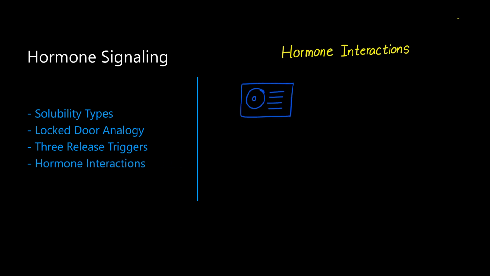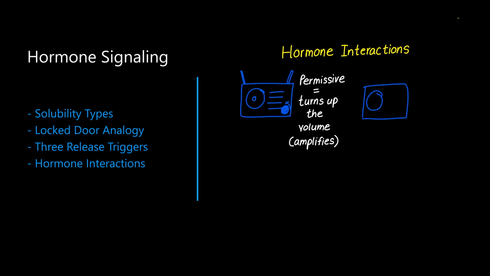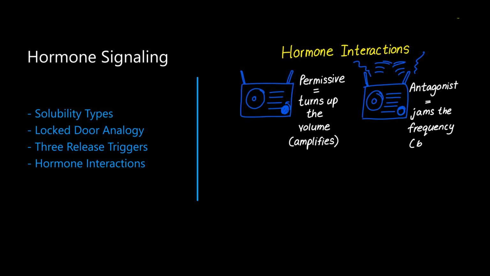A permissive hormone is one that amplifies the effect of another hormone. An antagonist hormone blocks another hormone's receptor, preventing the expected response. Think of it like radio signals. A permissive hormone turns up the volume. An antagonist jams the frequency. Knowing these interaction types helps you answer questions about why one hormone seems to cancel out another.